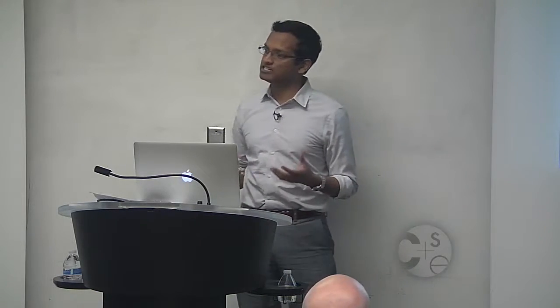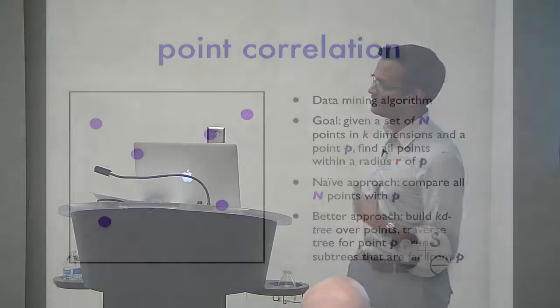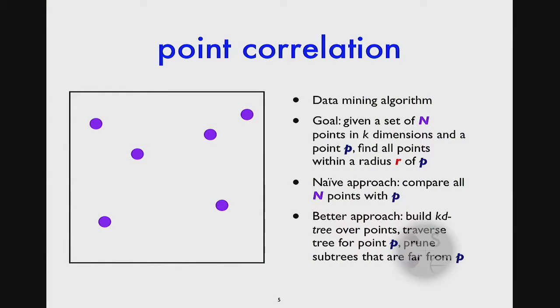But before I do any of that, I want to make sure that we're all on the same page in what I mean when I'm talking about recursive traversal applications. So let me tell you about one specific algorithm that's a nice exemplar algorithm. It's nice because it fits on one slide when I show you the pseudocode. Okay, so this is an application called point correlation or two-point correlation. It's a data mining algorithm. It's basically something that tells you something about how clustered a data set is.